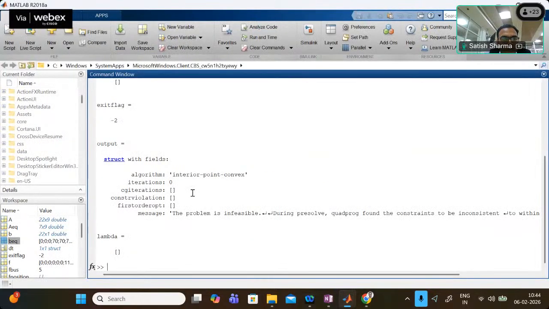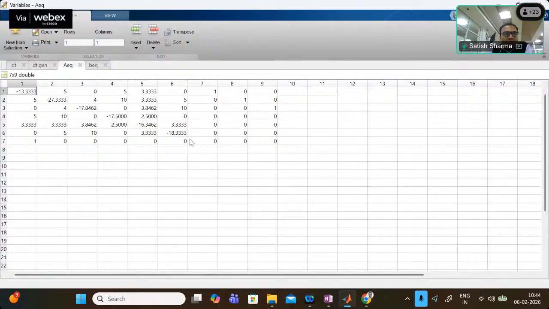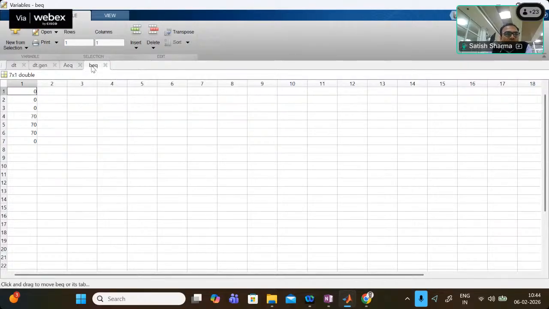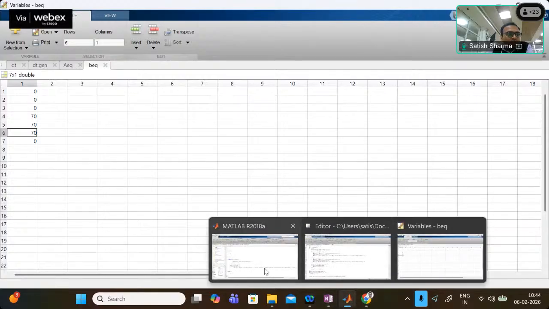So problem is infeasible. Now can you tell me why this is happening? Anybody? Exit flag is -2 and the problem is infeasible. Can anybody tell me why this is happening? Let me show you the code again. So these are basically AEQ and BEQ. This is my BEQ, the demand at first, second, and third is 0, and then 70 megawatt, 70 megawatt, and 70 megawatt.